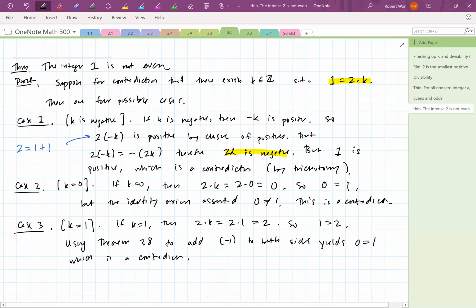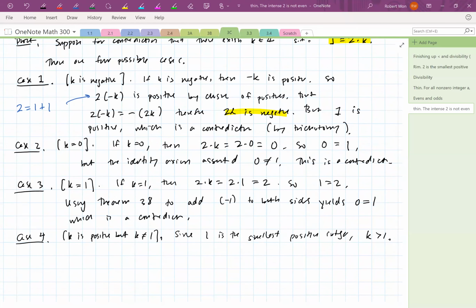And then what's the only remaining case? I've supposed that k is negative, k is 0, k is 1. The only remaining case is that k is positive, but not 1. But we proved that 1 is the smallest positive integer, which means that if k is not equal to 1 and k is positive, then k is greater than 1. So since 1 is the smallest positive integer, therefore k is greater than 1. It's the positive integer that's not 1.